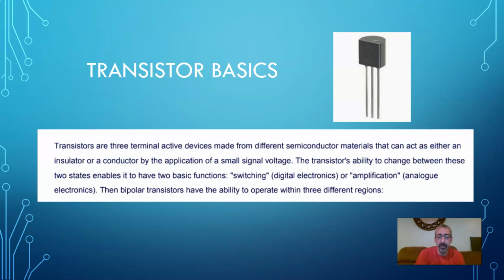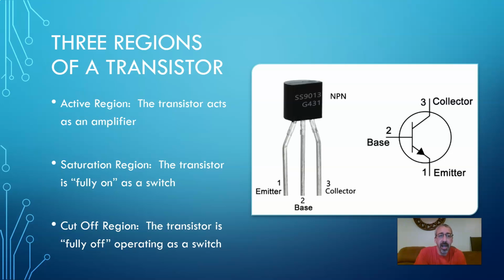Right? So there are 3 different regions that operate in a transistor for it to do its job. We have an active region. The transistor acts as an amplifier. This is the part that takes electrons and moves them someplace else. Right? But obviously, less effort turns greater effort.